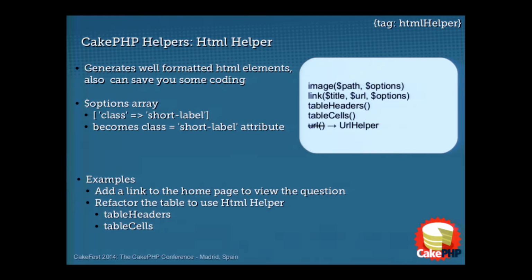So remember, the HTML helper allows us to pass an options array, and the options array works the same as before. We have a key and a value, and it will become an attribute of the actual element that we are generating. We have several functions in the HTML helper. We have an image, we have a link, we have a lot more. You can go there and take a look because it's really useful sometimes, because you can shortcut a lot of code using the HTML helper.